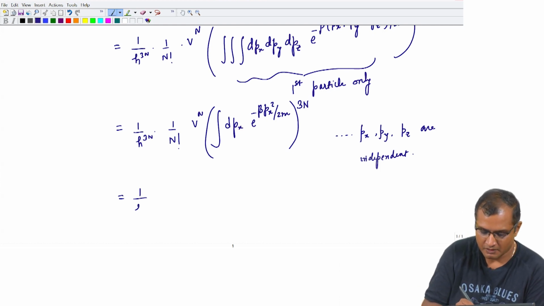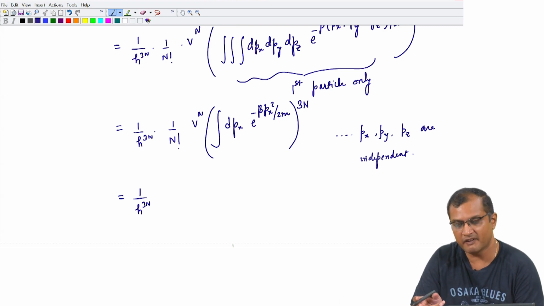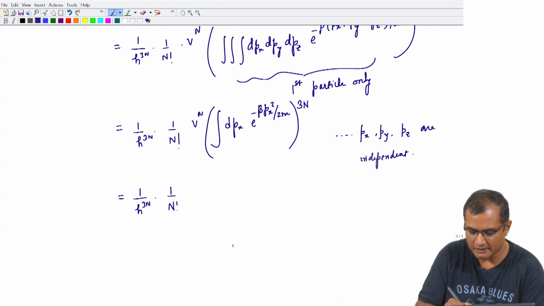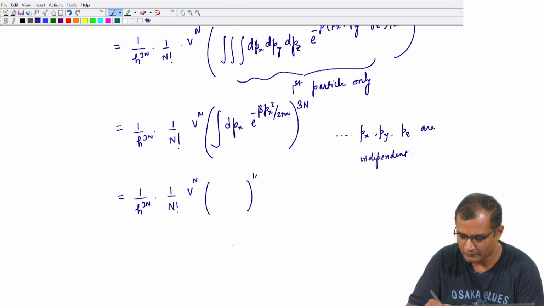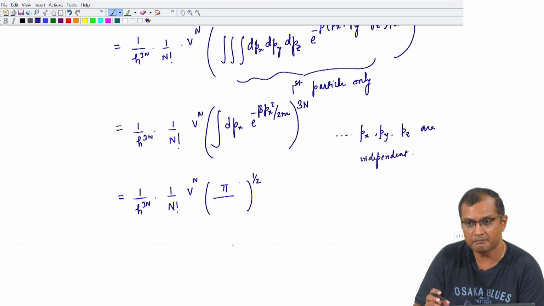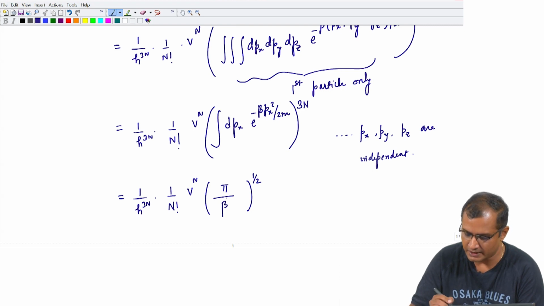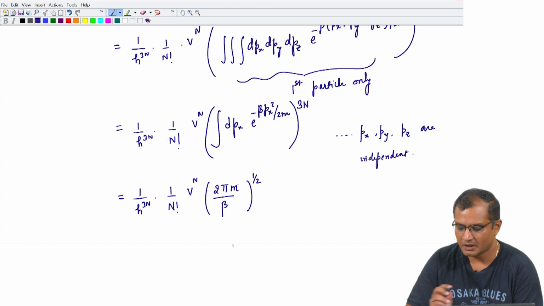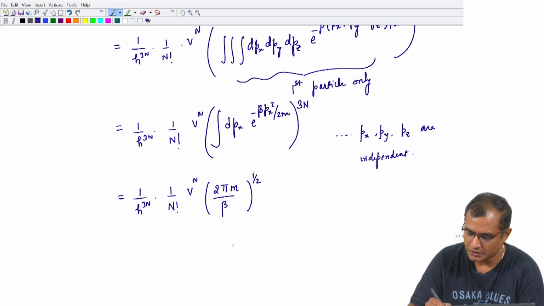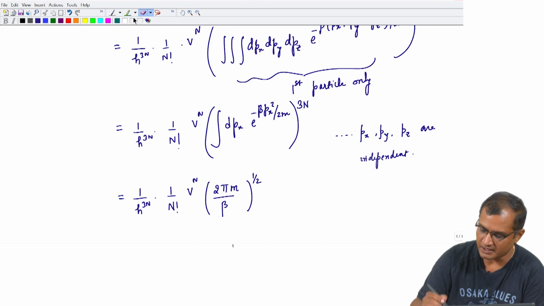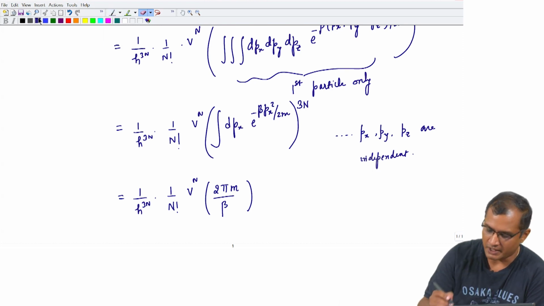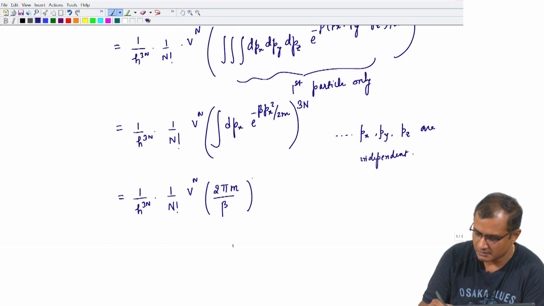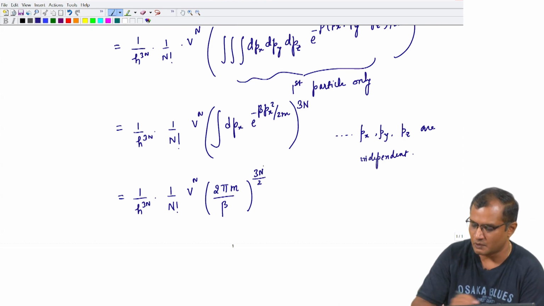which is just the square root of pi by a, a being the prefactor of px square. So, I can write this as V to the power n times the square root of pi by a, a being the prefactor of px square. So, I just have a beta here and 2 pi m, but this entire thing is raised to the power 3n by 2. So, I am going to write this as just 1/2 that comes from the Gaussian integral and 3n which was already sitting outside.